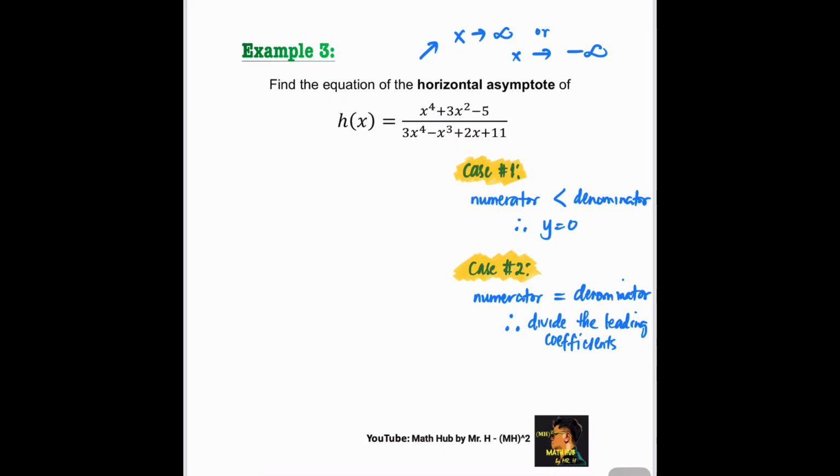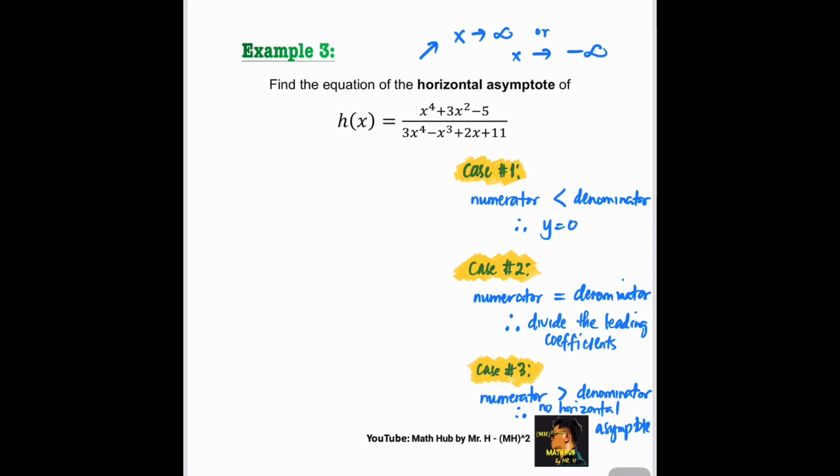And for the last case, if the degree of the numerator is greater than the degree of the denominator, then there will be no horizontal asymptote. You can also check that maybe there is a slant asymptote or oblique asymptote. So that's a possibility.